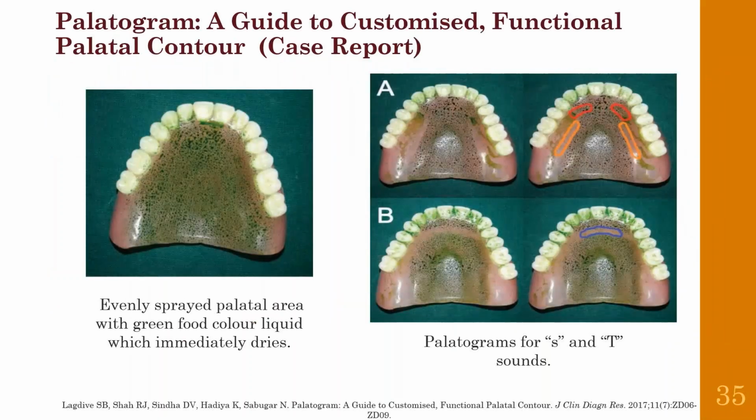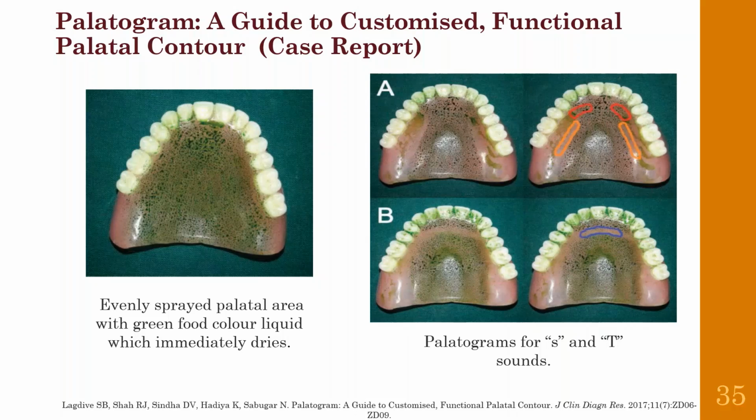Palatogram, a guide to customized functional palatal contour: a case report. A 52-year-old male patient reported with unsatisfactory levels of pronunciation and speech. On eliciting past dental history, he revealed getting rehabilitated with complete dentures a month ago. After a thorough sequential diagnosis, it was concluded that improperly carved palatal contour of maxillary complete dentures was the root cause for it.